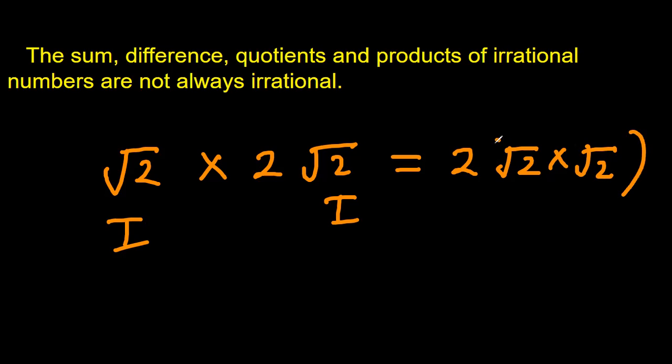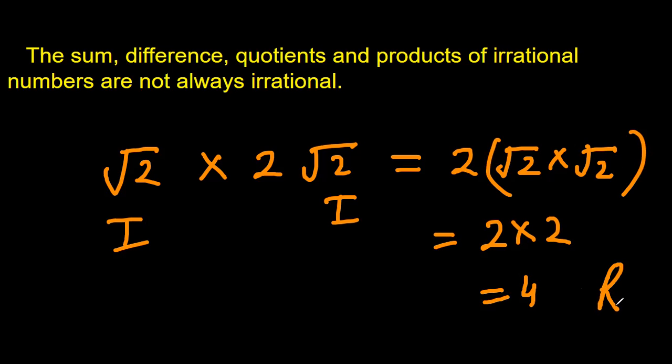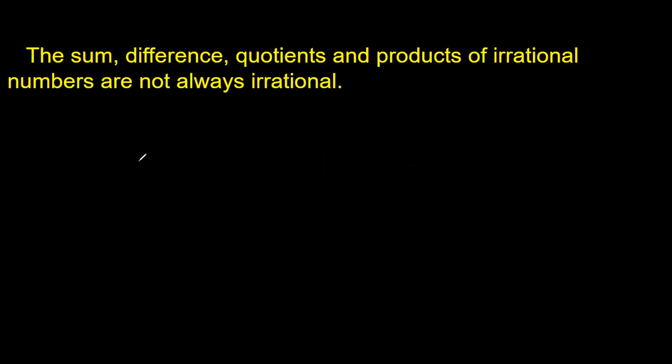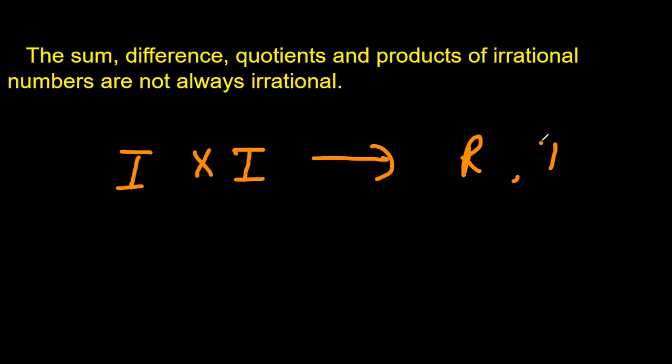Look, under root 2 into under root 2 will be under root 4, which is 2. So that is 2 into 2, which is 4. Oh, we got a rational number. So the product of two irrational numbers can be rational also. This is very interesting. Two irrational numbers multiplied can give you both rational as well as irrational.